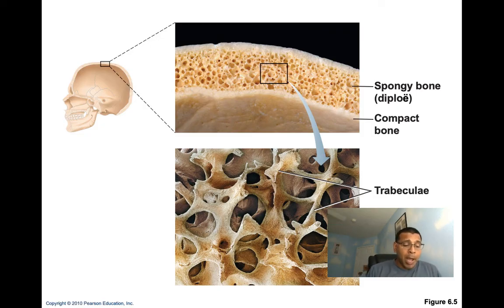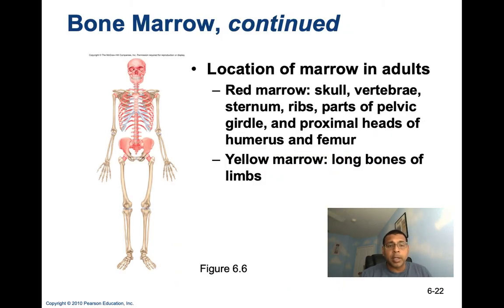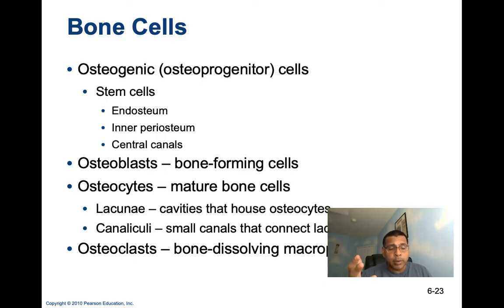Next, let's look at the microscopic anatomy of bones. When we talk microscopic anatomy of bones, we're going to be looking at basically bone cells: osteoblasts, osteocytes, and osteoclasts. And we've talked about what each of them do. Osteoblasts are bone-forming cells.